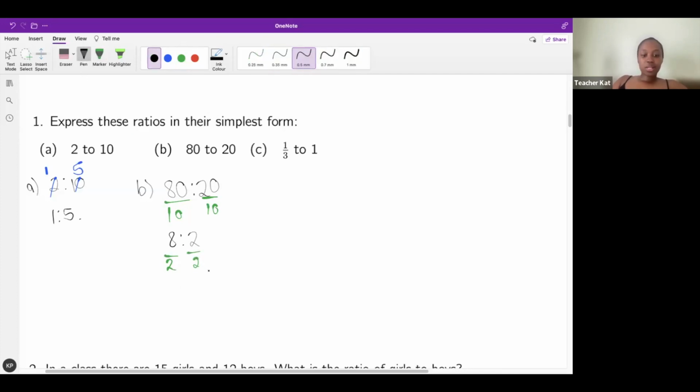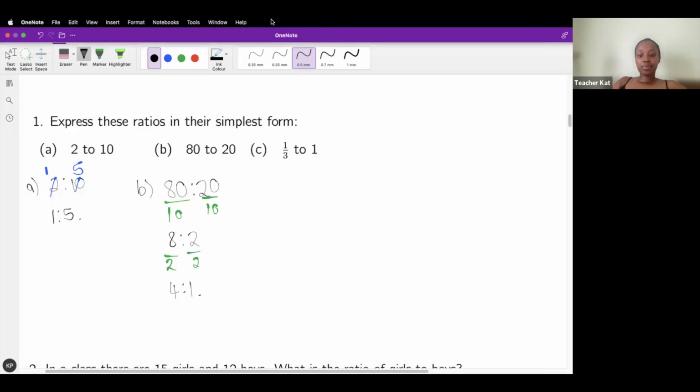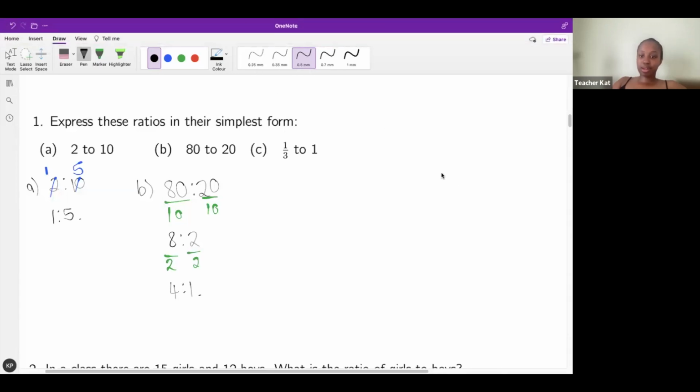And then 8 divided by 2, what is my new ratio? My new ratio is 4 to 1. Can we simplify this any further? Do you guys think we can simplify this any further? No, we can't. Okay, we're done simplifying. Now let's see what's happening with 6.